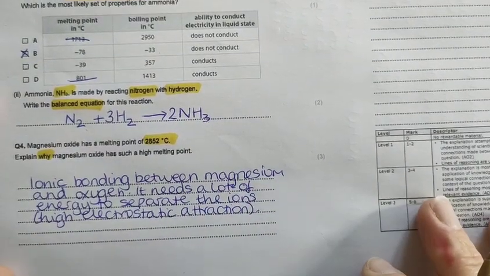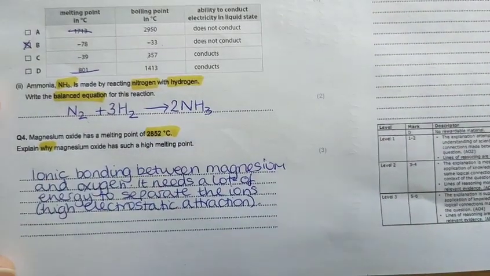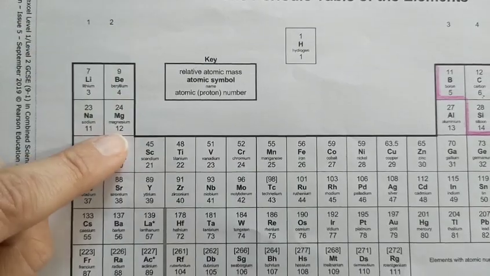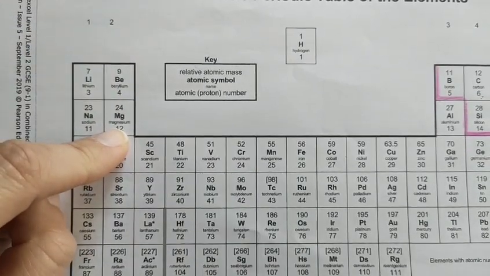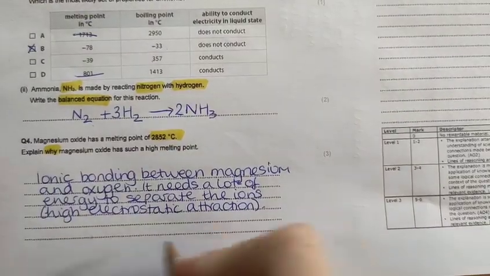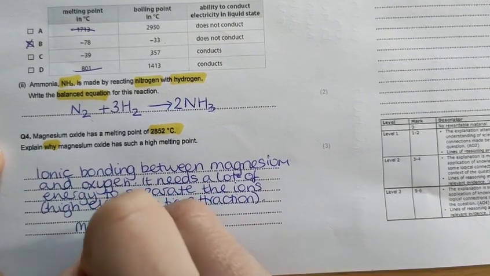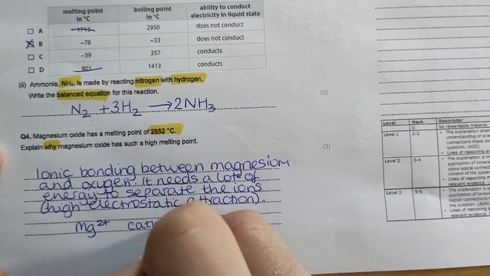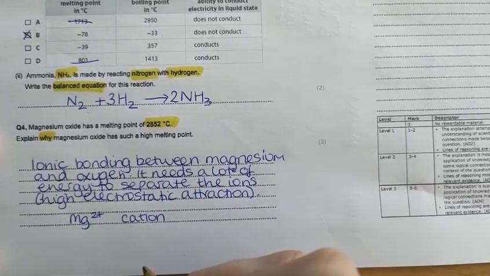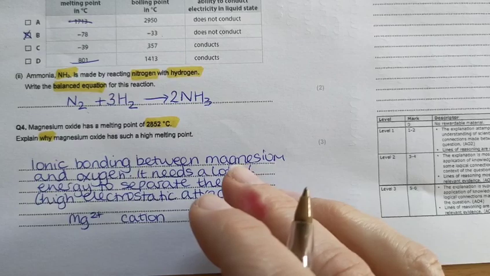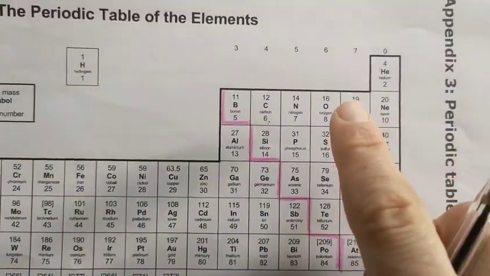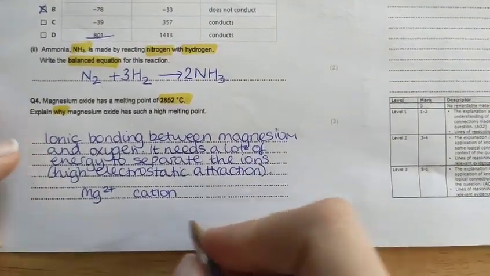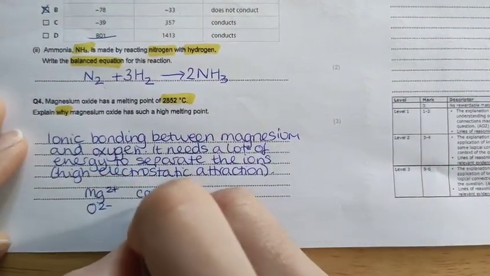And just to show I really know my stuff, I'm going to look at magnesium. If I find magnesium on here, it's in group 2, so it'll lose 2 electrons. So it'll form Mg2+, and that is a cation. And then we've got our oxygen. Here you go, it's in group 6, so it'll gain 2 electrons. So it'll have O2- anions.